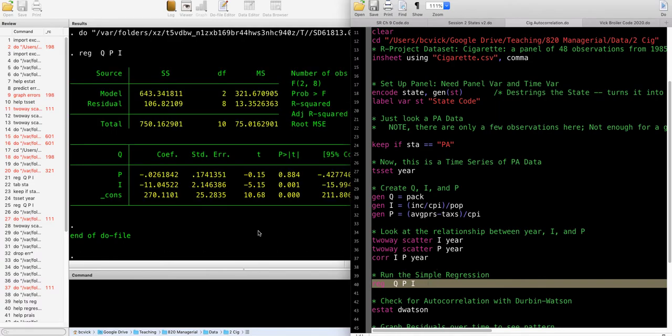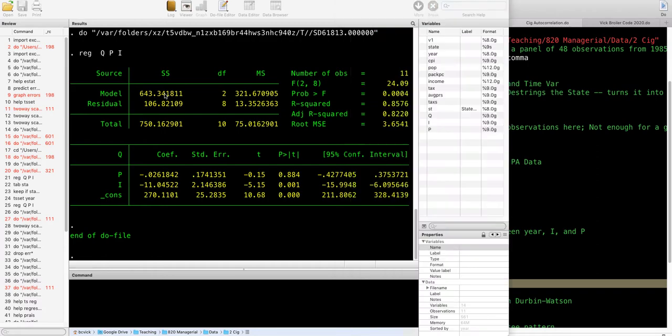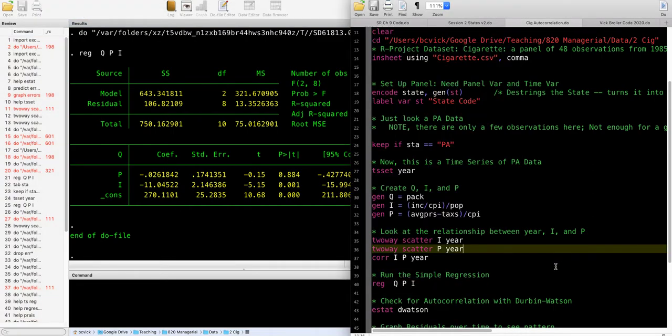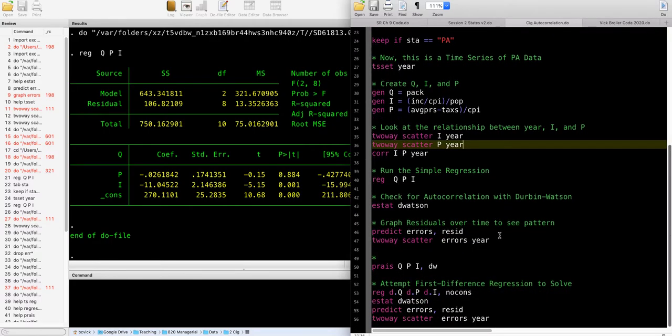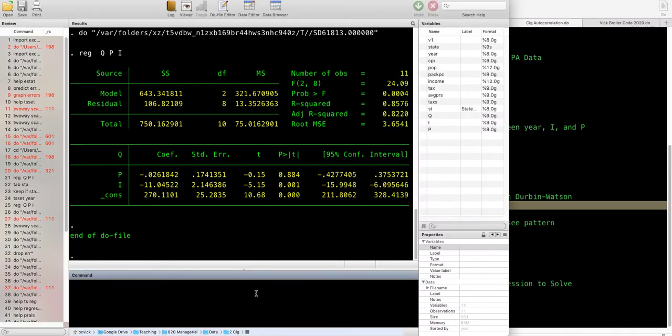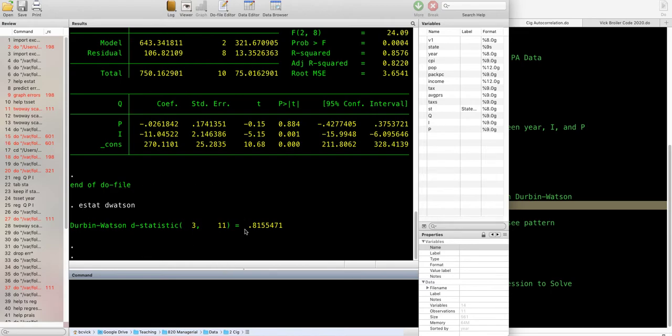Running the regular regression, as we've done before, we get some coefficients. I don't want you to look so much at the coefficients as I want you to know how to identify autocorrelation. So again, we ran our regression. Let's check for this Durbin-Watson statistic. After you run a regression, estat dwatson is the command. And as I said before, a Durbin-Watson statistic near 2 suggests we don't have autocorrelation.